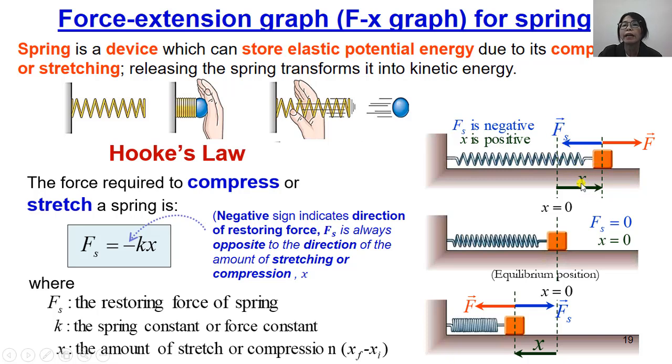For example, if the spring is being stretched, x is positive, and the restoring force will be negative. Same goes for compression. When we compress the spring, x is negative, but our restoring force will be positive.